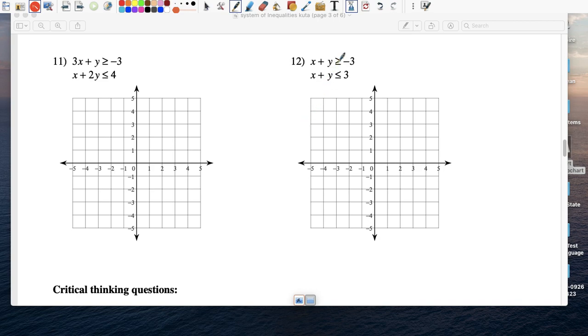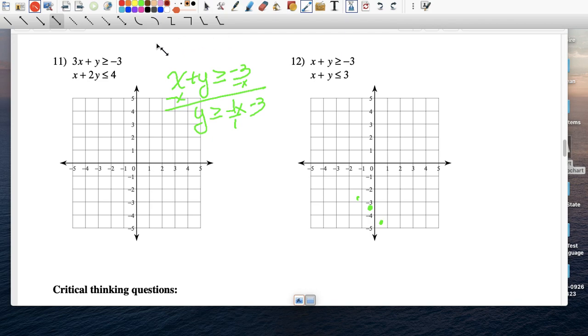X plus y greater or equal to -3. So again, x plus y greater or equal to -3. Minus x, so we get y greater or equal to -x minus 3. And that's our inequality. Let me put a 1 over 1 again. My intercept is -3. Now we'll go 1 up and 1 left, or 1 down and 1 right. Doesn't matter which one, as long as you know that when you connect, it gives you a negative slope.